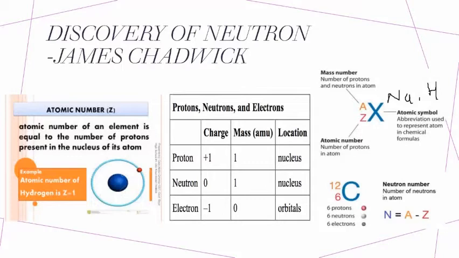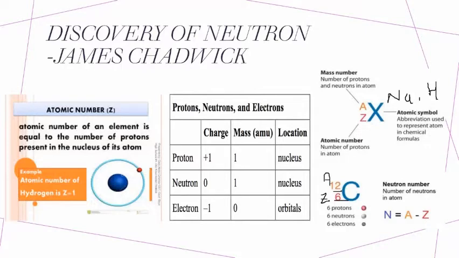The top part is called the mass number and the bottom part is known as the atomic number. Mass number is represented as A, atomic number is represented by letter Z. So here we have an example of a carbon atom whose mass number is 12 and the atomic number is 6. The atomic number is represented by Z.